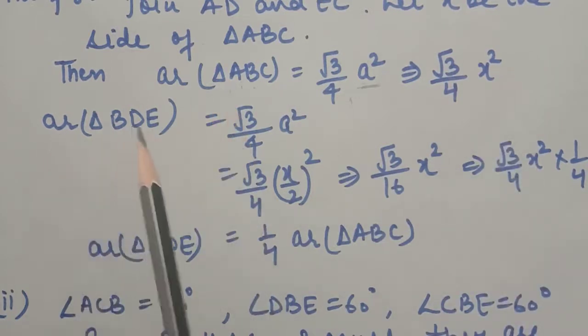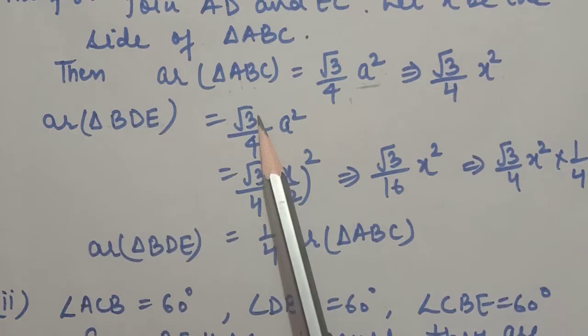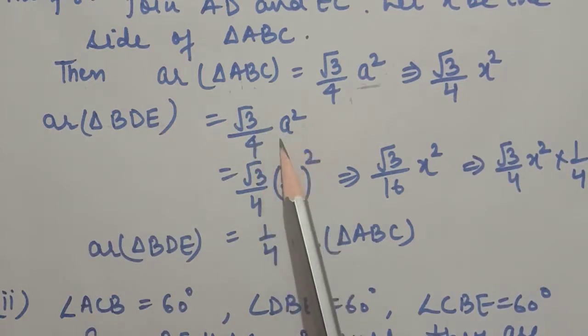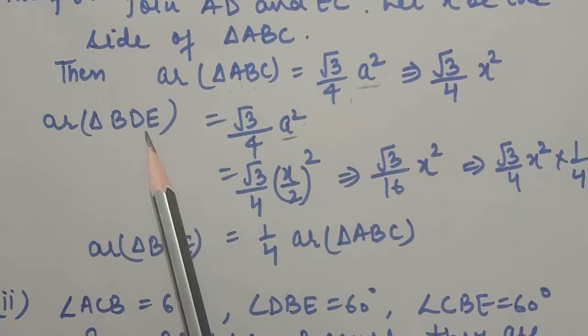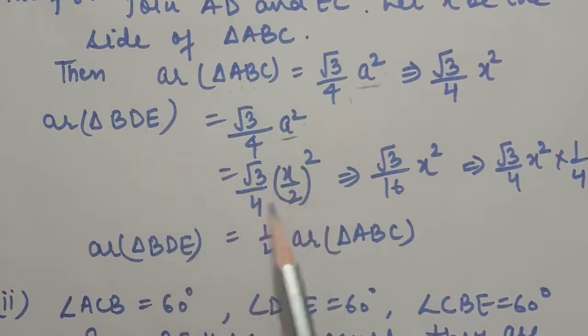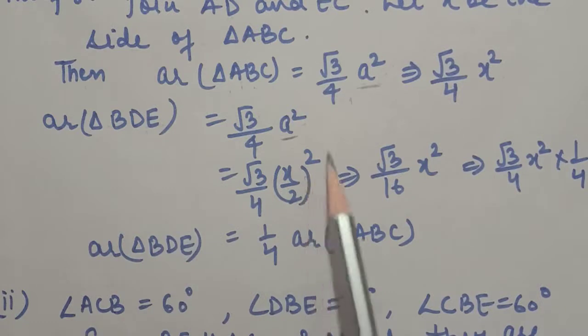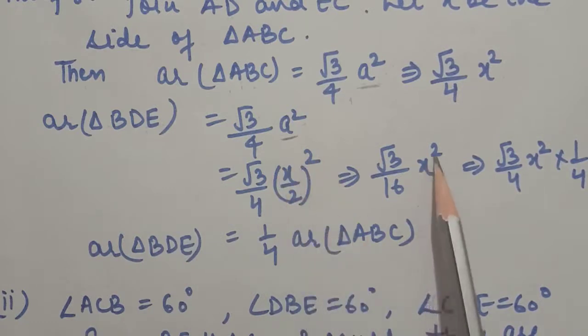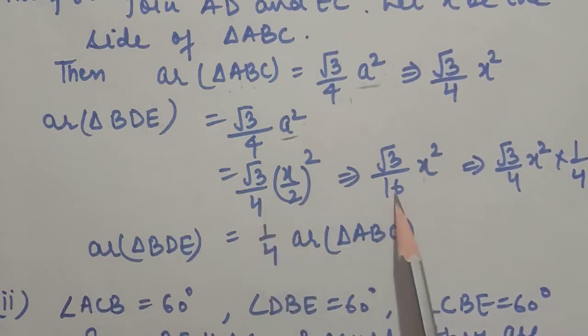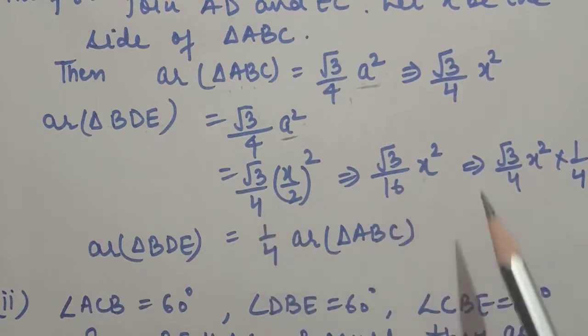Now the area of triangle BDE, whose formula is also √3/4 a square. We know it very well that the side of this triangle is x/2. So we will put the value √3/4 into x/2 whole square. Now we will solve this square, which is equal to x square by 4, and 4 multiplied by 4 is 16.